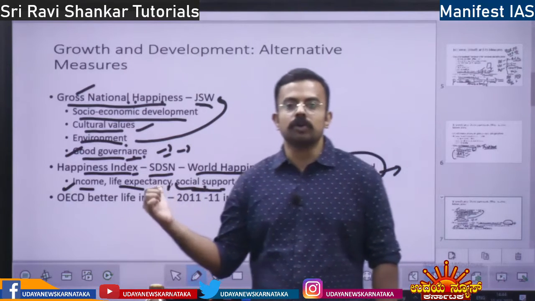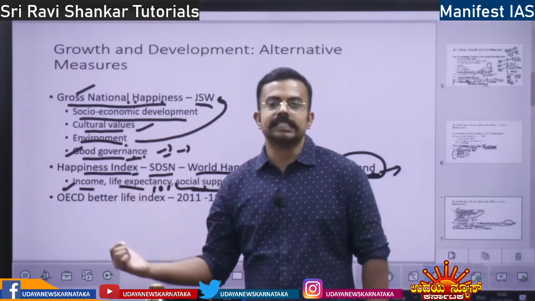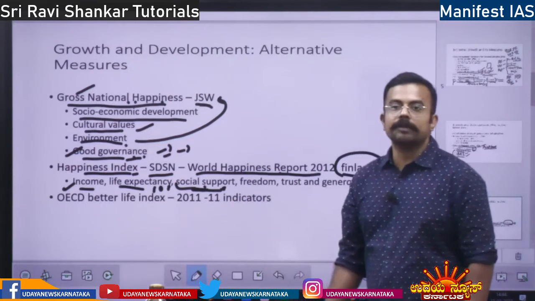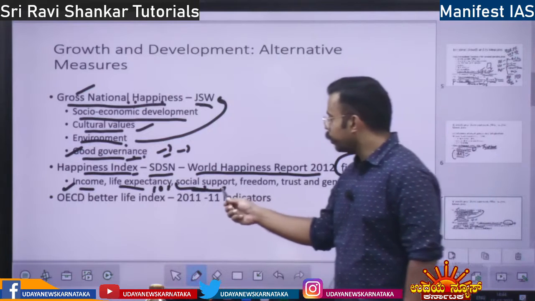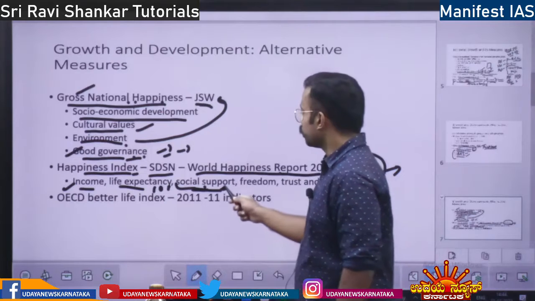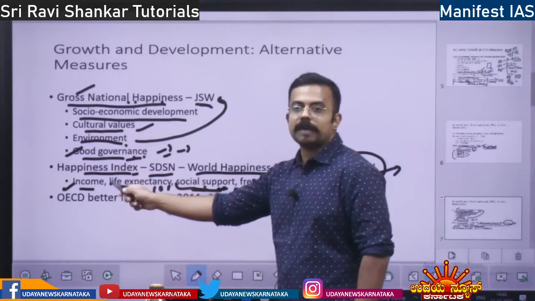Only elder people? No. Physically disabled people, for them also we are giving social support. Transgender people, we are giving social support. SC/ST population, we are providing social support. If that is there, then there is happiness.